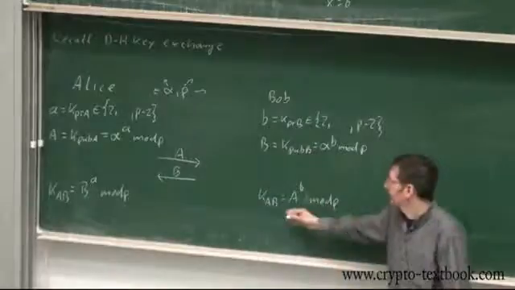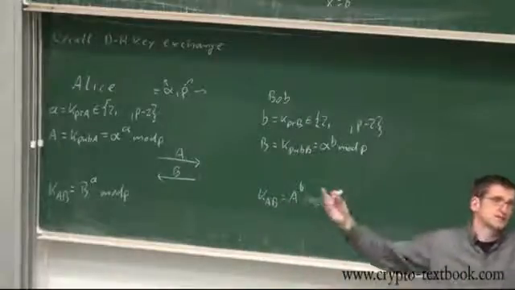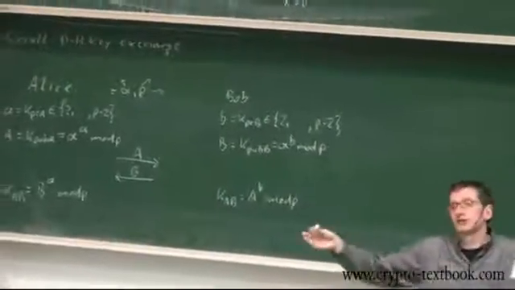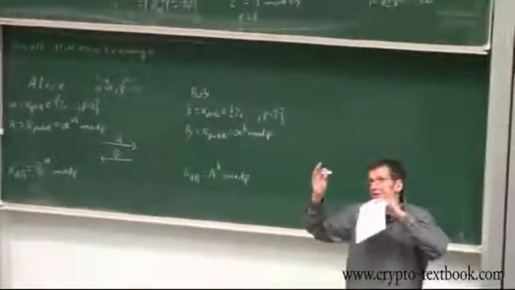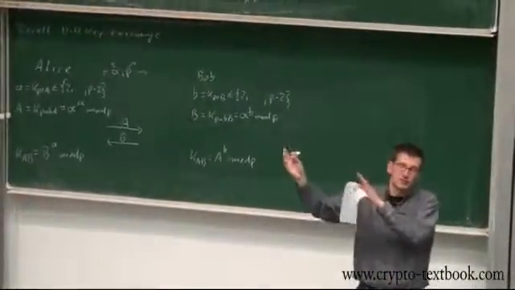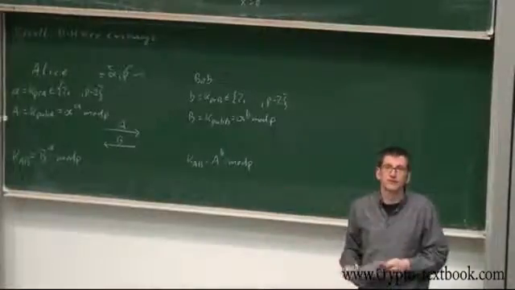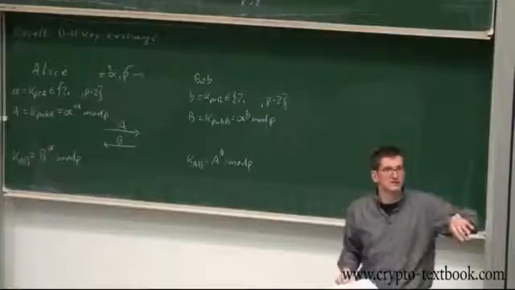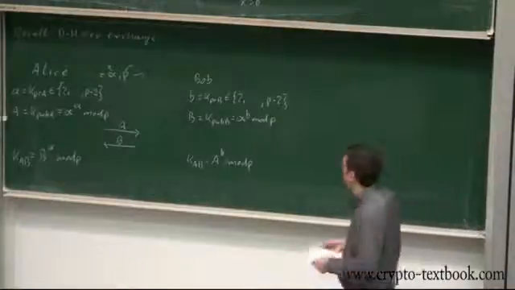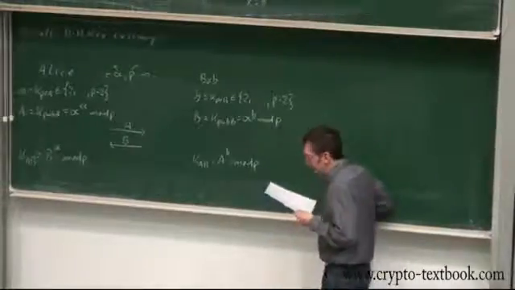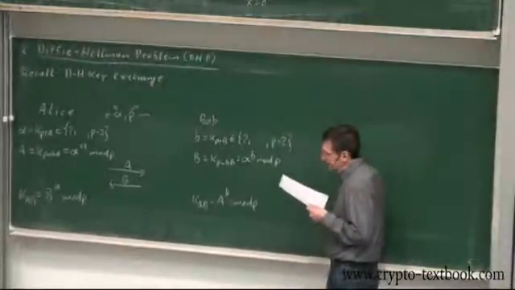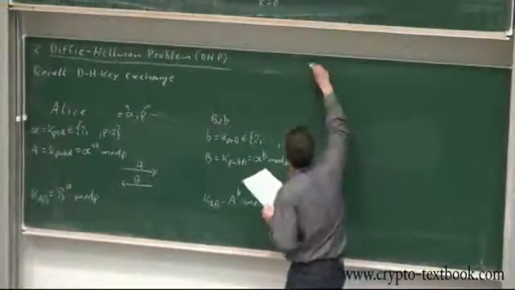Okay, so this K_AB is, in practice, a 1024-bit number, and then what you can do is take, let's say, the first 128 bits, the leading 128 bits, the MSB bits, and you use that as a key for your AES implementation. The other bits you don't need. Okay, that's the basic idea here. And again, we had that last lecture.